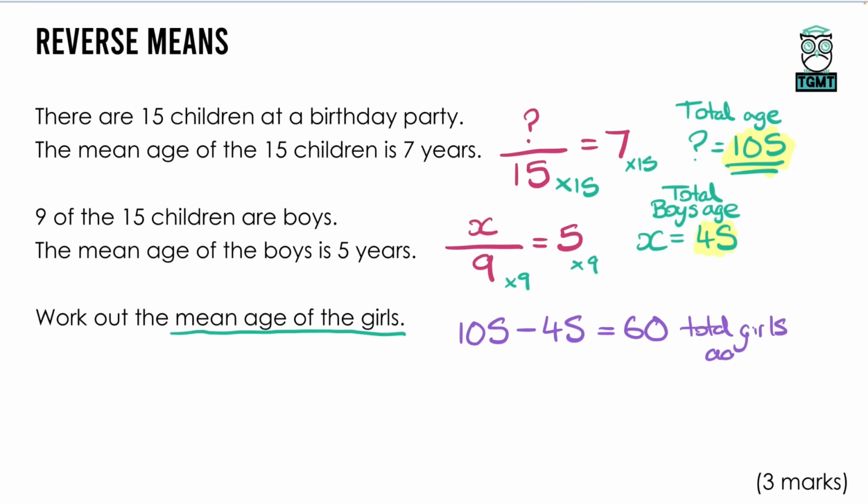And to find their mean, we just need to divide the total by how many girls there are. It doesn't explicitly tell us how many girls there are, but it says 9 of the 15 children are boys. So if 9 of them are boys, that must mean that there are 6 girls. So therefore we would do 60 divided by the 6 girls, and that gives us a mean of 10. So there we go, the mean age of the girls is 10. And there we go, that is a reverse mean.